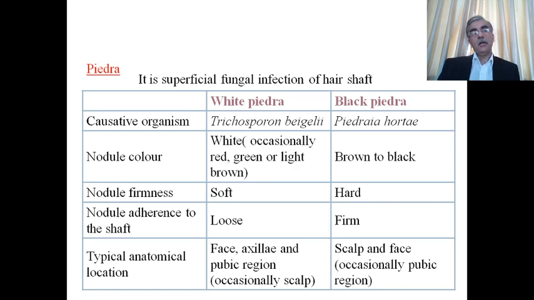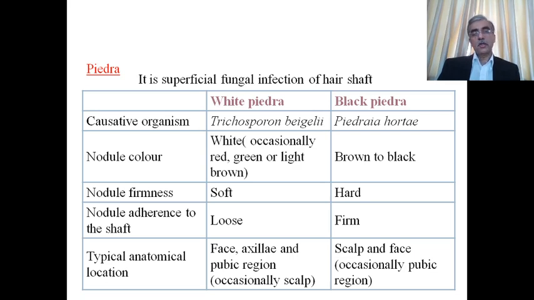Then another superficial fungal infection of the hair shaft, which is known as piedra. Clinically, it can be in the form of white piedra or black piedra, and the causative organisms are also different, and the clinical picture is also different. In white piedra, we have nodular lesions on the shaft of the hair, and the nodule in white piedra will be white. Occasionally it may be red, green or light brown, but in black piedra it is brown to black.